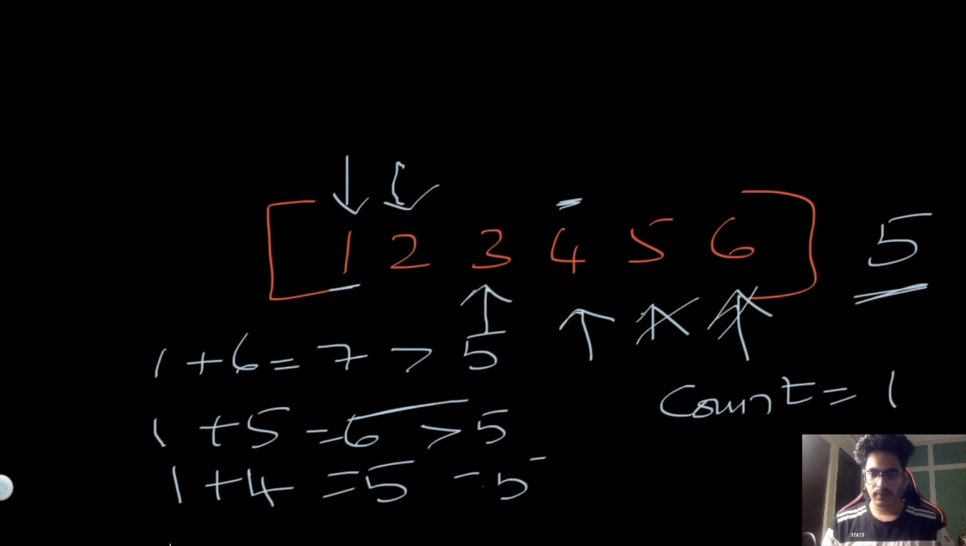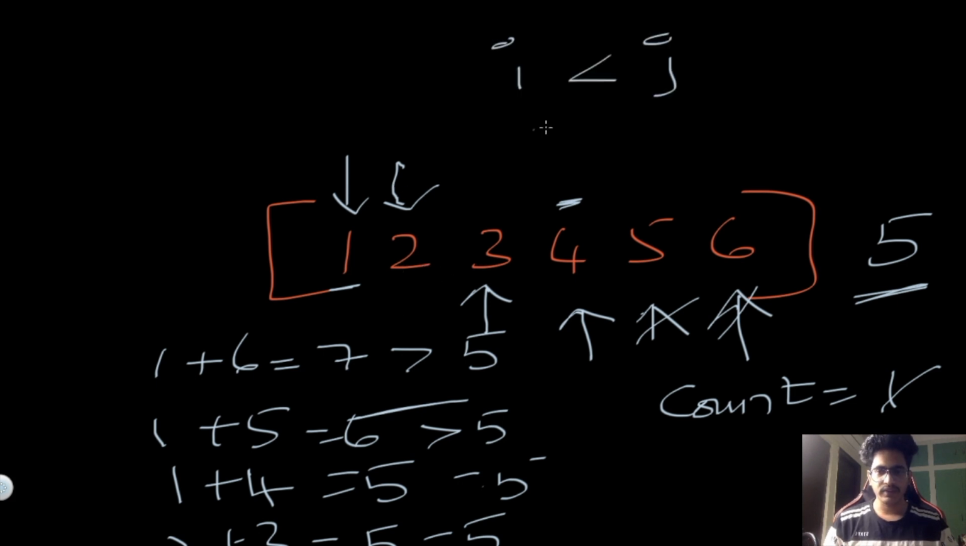Now 2 plus 3 is 5, which is equal to 5. Again we'll increment our count, so now the count will be 2. Since no other elements are left, we always check if i is less than j or not. If we increase this i value and decrease this j value, this condition will not be satisfied. Hence we'll stop here and return this count. So this is our answer. In this way we'll be solving this problem using the two-pointer technique.